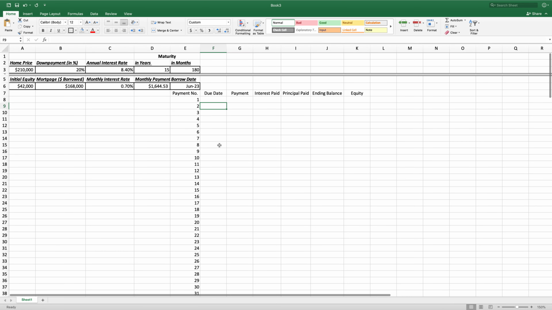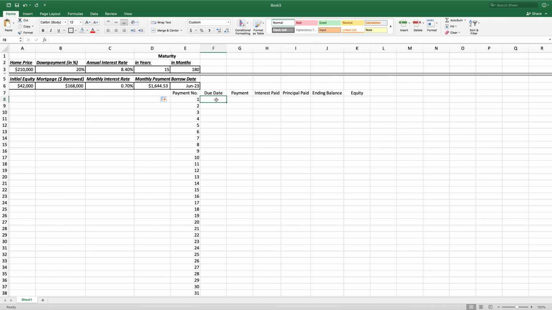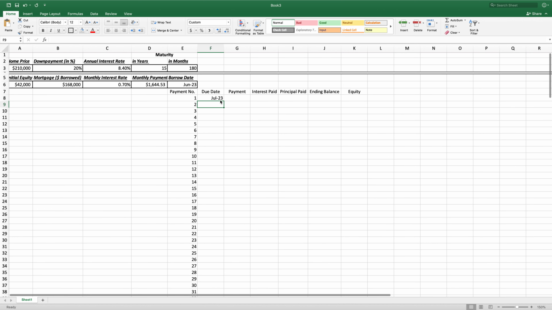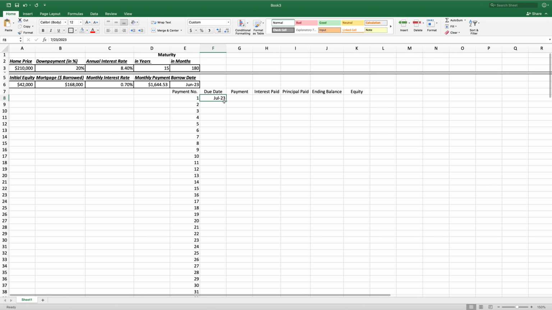So the first payment is due in July 2023, as we talked about, and that means the next one's going to be due in August. The third one's going to be due in September. The fourth one's going to be due in October, and so forth.